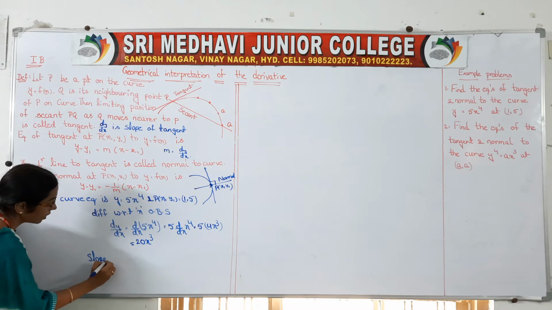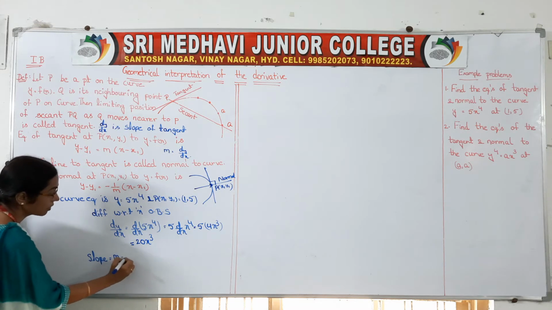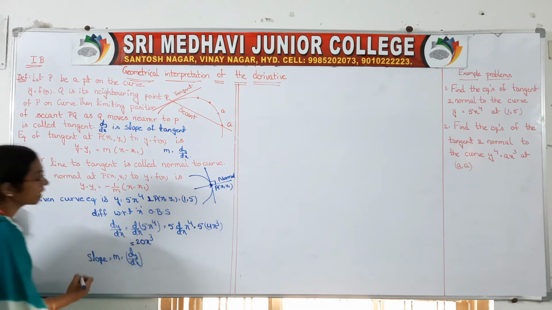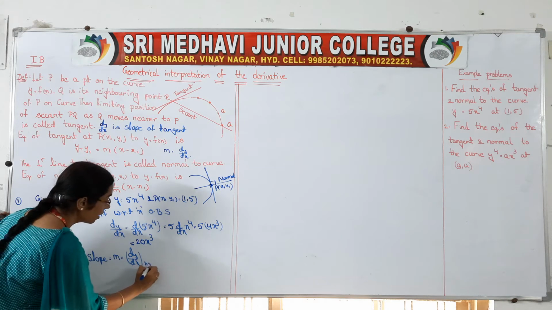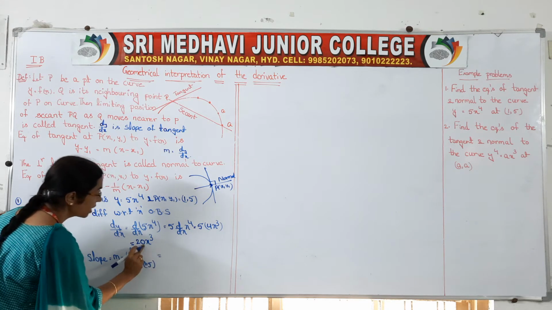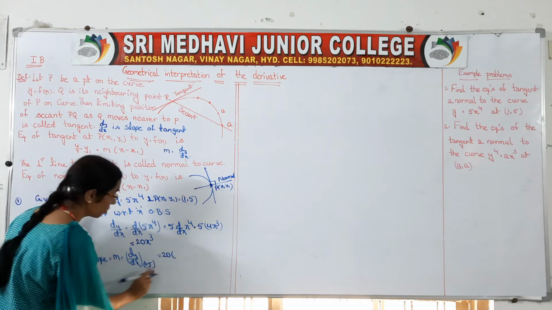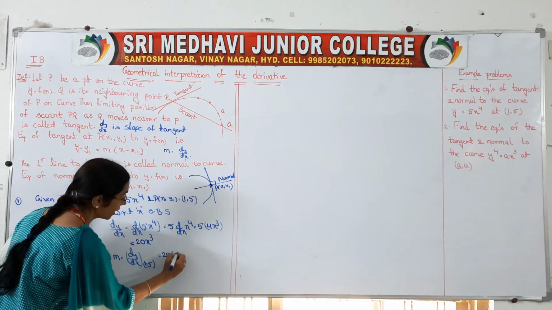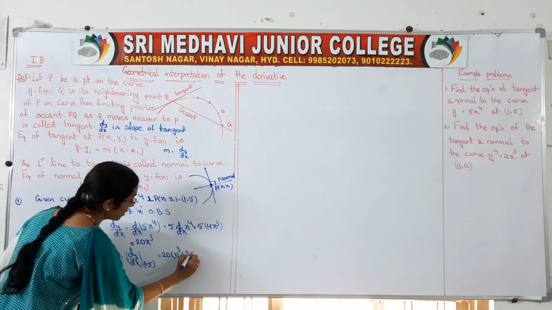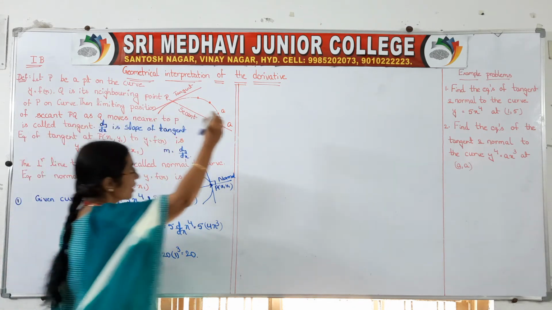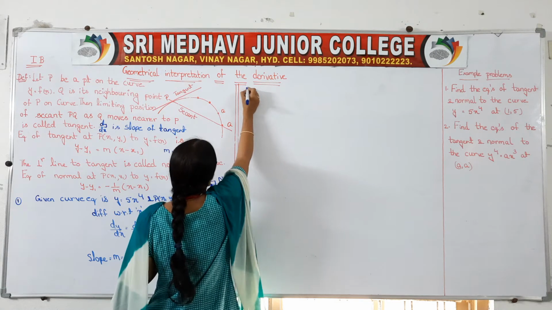Now find out the slope. Slope M is equal to dy by dx at which point? At (1, 5). So dy by dx is 20x cube, so 20 into, in x place, the x coordinate, that is 1 cube, is equal to 20. Now you find out the equation of the tangent.